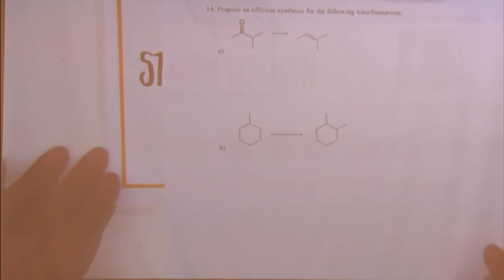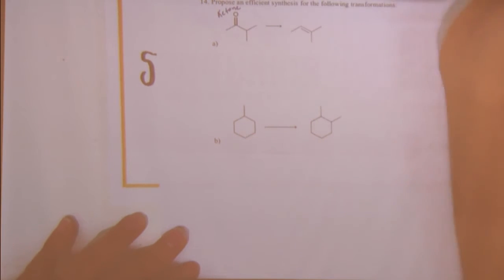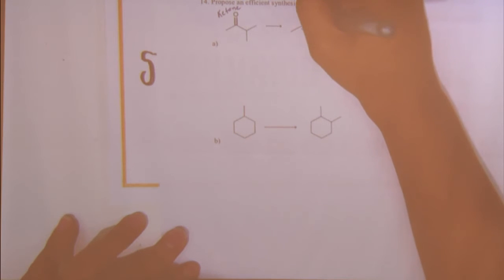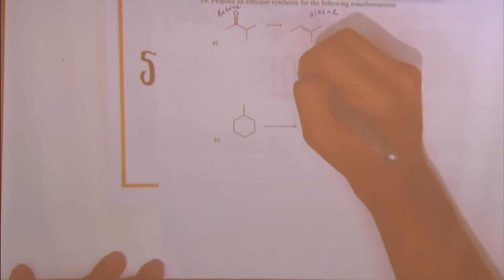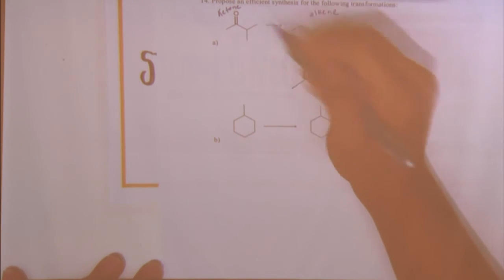Now we're going to go through some synthesis problems. So here we have a ketone that's getting converted to an alkene. So we know there's a few ways to get to an alkene, especially if you're going through a retrosynthetic analysis. And we actually can go from an OH to an alkene, as well as it's really simple to go from a ketone to an alcohol.